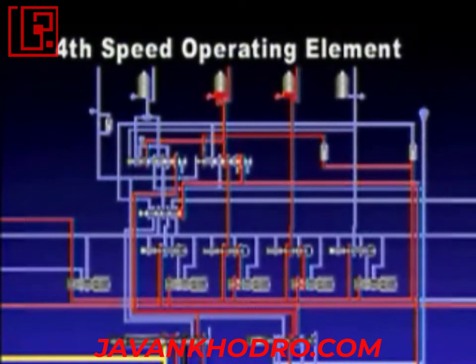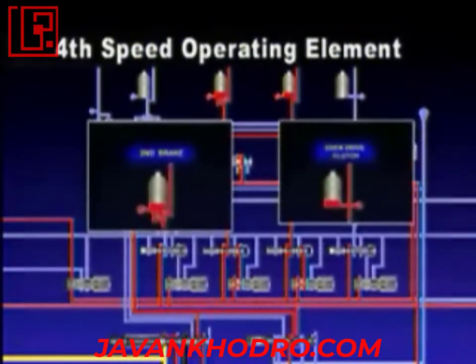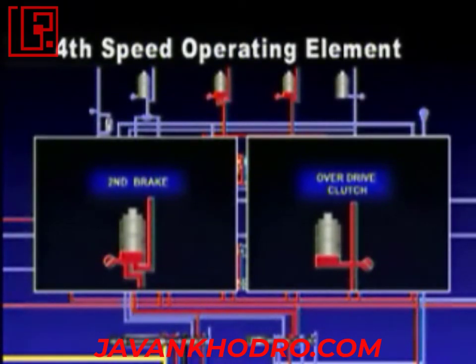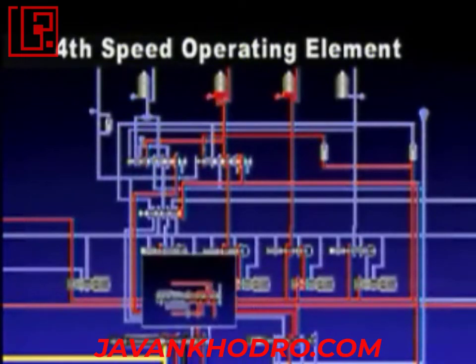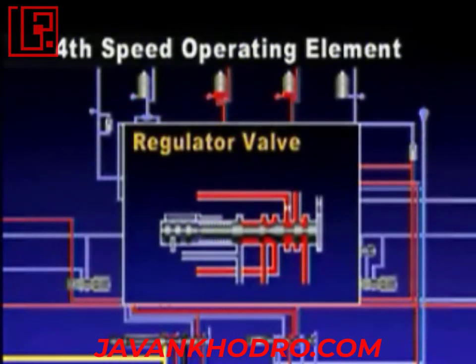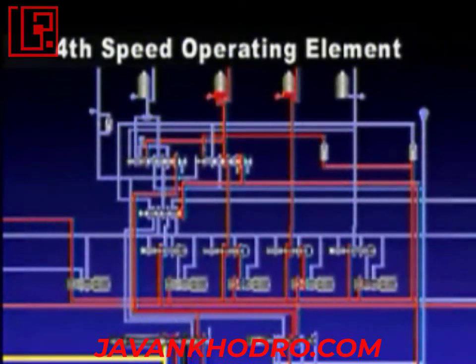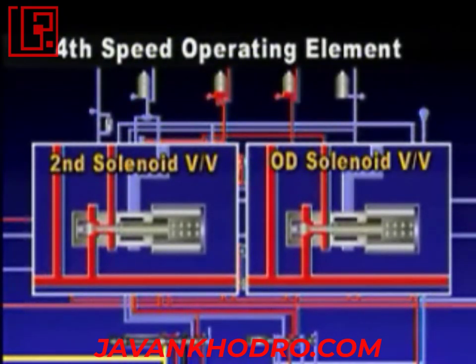Second brake and overdrive clutch are operating elements in fourth speed gear. Oil pressure flow of overdrive clutch is continuously maintained from third speed gear. And oil pressure flow of second brake is the same as that of second speed gear in fourth gear. Oil pressure generated from the oil pump is adjusted by the regulator valve. Then it is supplied to clutch and brake through the overdrive clutch pressure control valve and second brake pressure control valve, respectively.